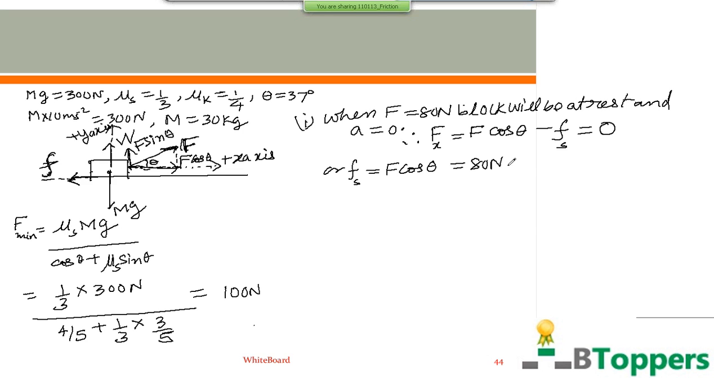Here F equals 80 newtons, cos theta equals cos 37 degrees, that is 4 by 5. So you get the magnitude of static friction on the block as 64 newtons. So for the first part of the question, the magnitude of friction on the block is 64 newtons and the acceleration of the block is 0.